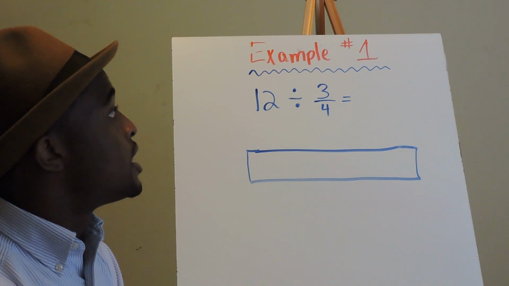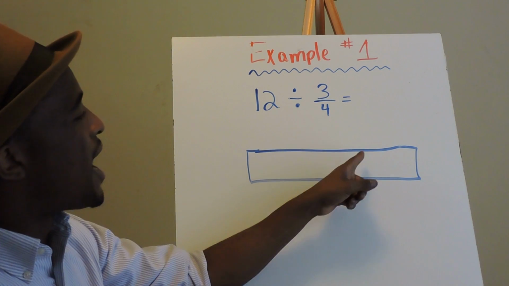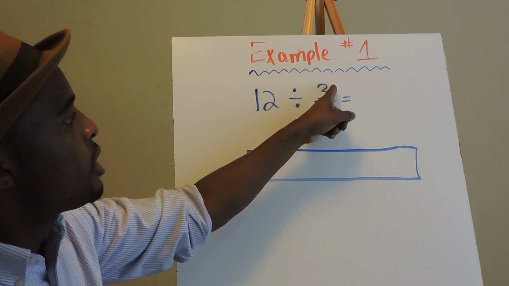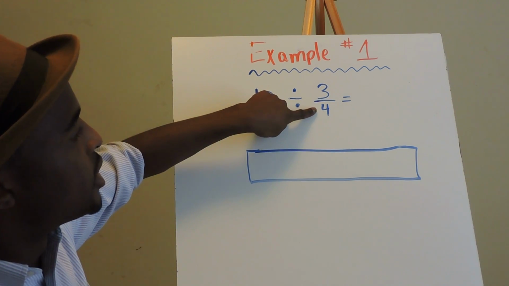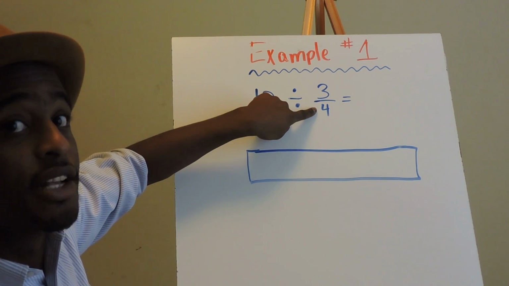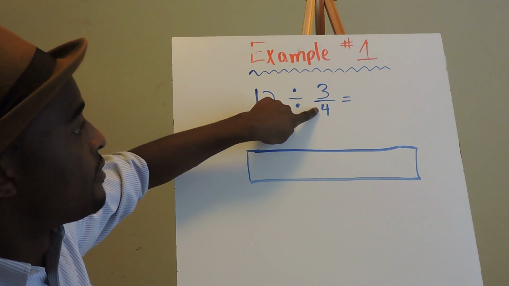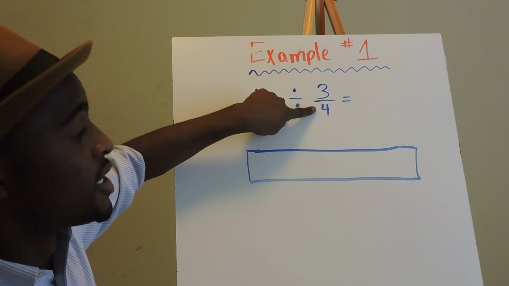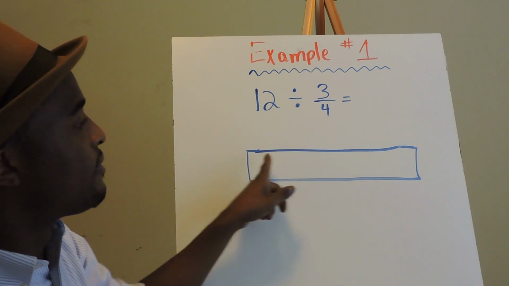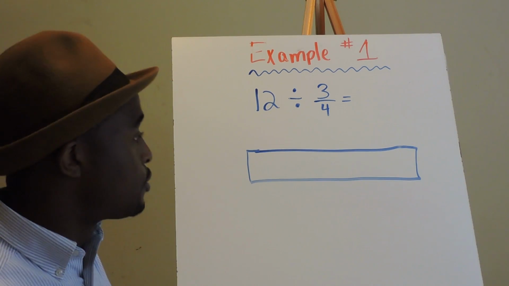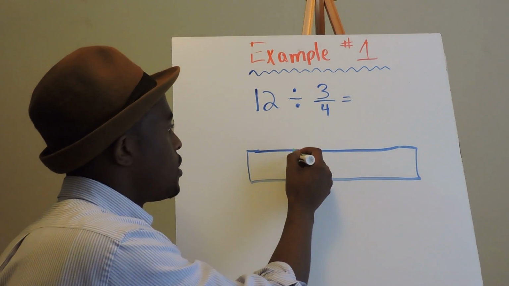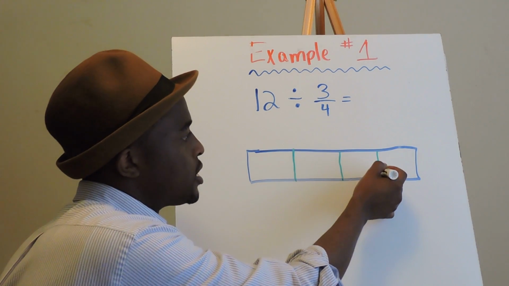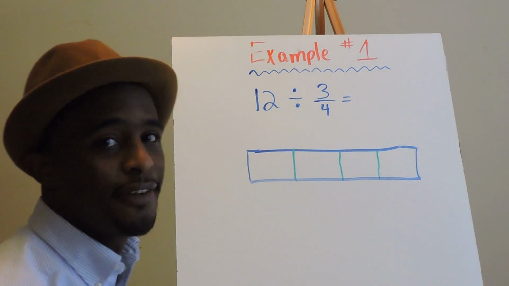Step 2 says that we need to divide our fraction bar into parts according to the denominator of our divisor. Our divisor is 3/4, and the denominator is 4. So we want to divide this fraction bar into fourths. And you want to make them as equal as possible, but it doesn't have to be perfect.